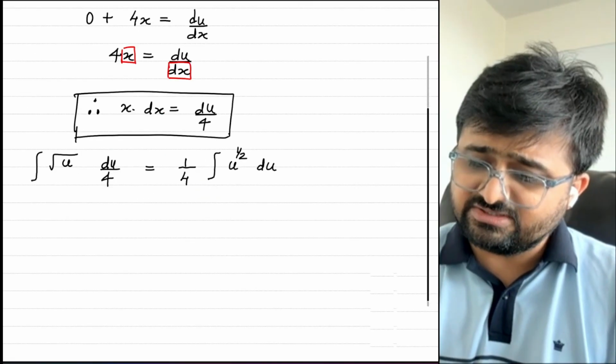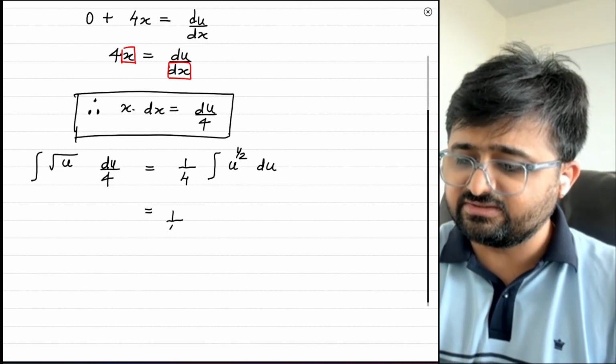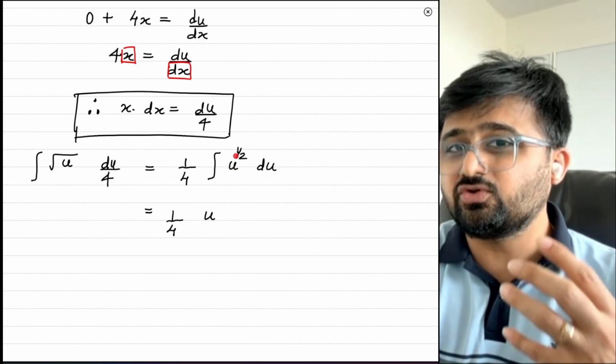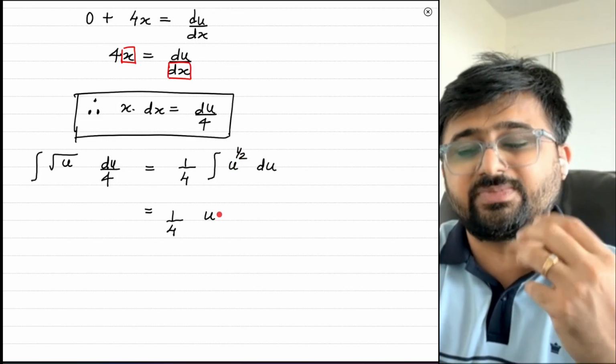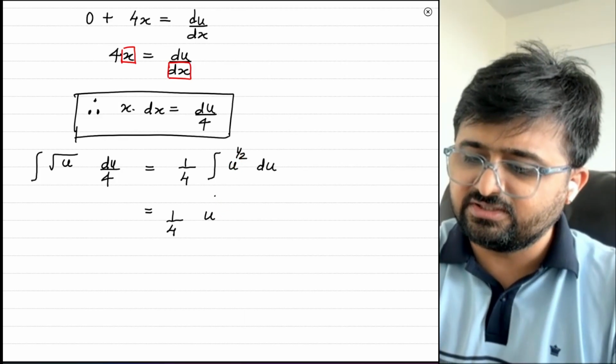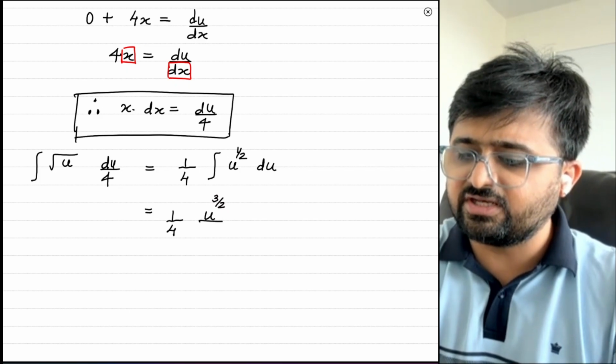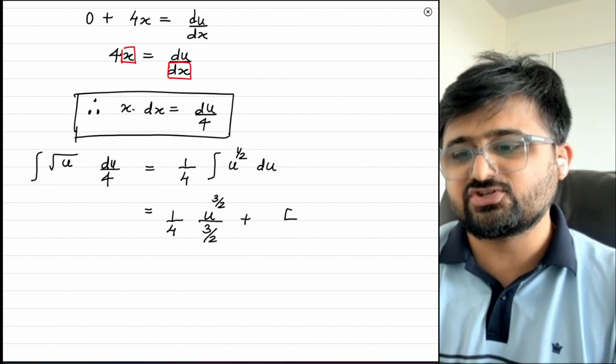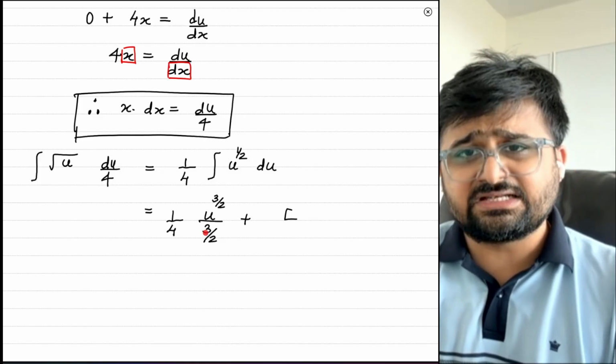Okay. Now it's so straightforward to integrate this because this is an algebraic function. It is of the type u to the power n, the integral is u to the power n plus 1 divided by n plus 1. So integral is just u to the power 3 by 2 divided by 3 by 2 plus let's add the constant of integration c. We can clean this up a little bit.